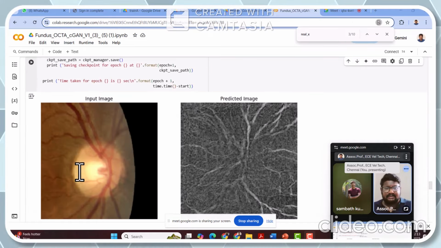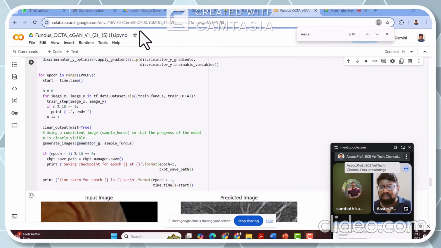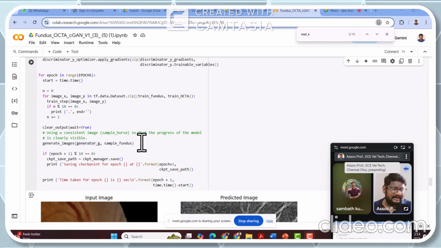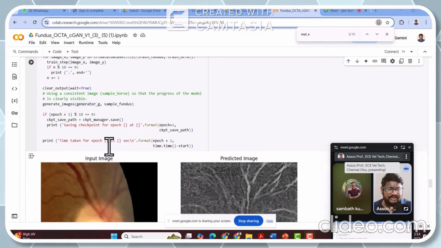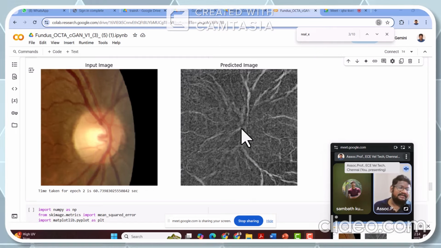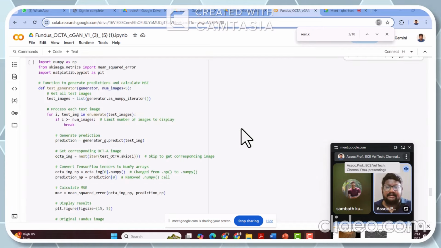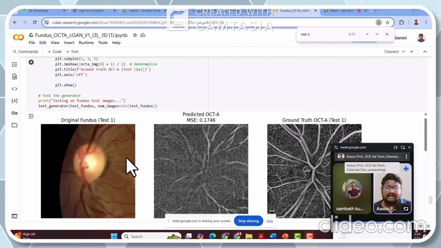Finally, we are running the code, generate_images, generator_G for a sample fundus. One fundus image we are taking, and we are giving it as an input to generator_G, and how the image is predicted is shown here. This is the original fundus image, and this is the predicted image by our algorithm, whereas this ground truth is taken from test_B. Like train_B, we have test_B. So this is the ground truth, and this much our algorithm is able to identify.